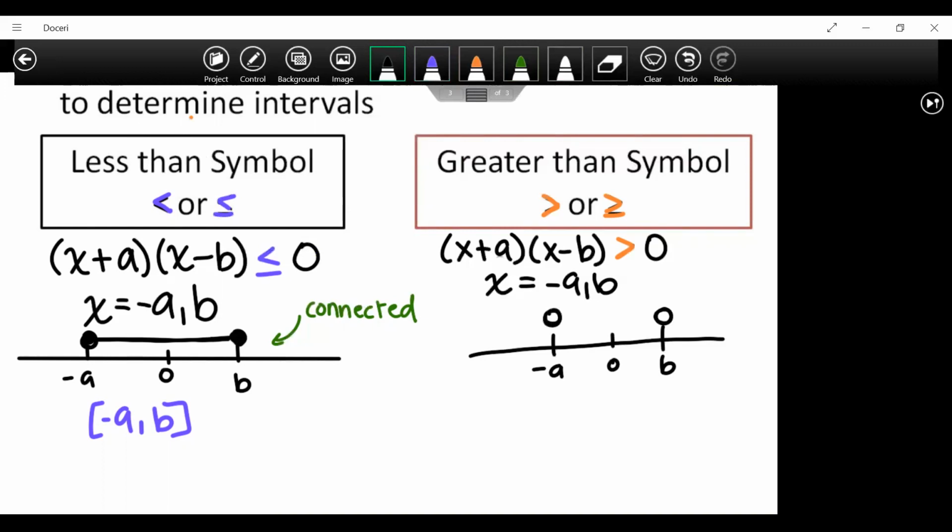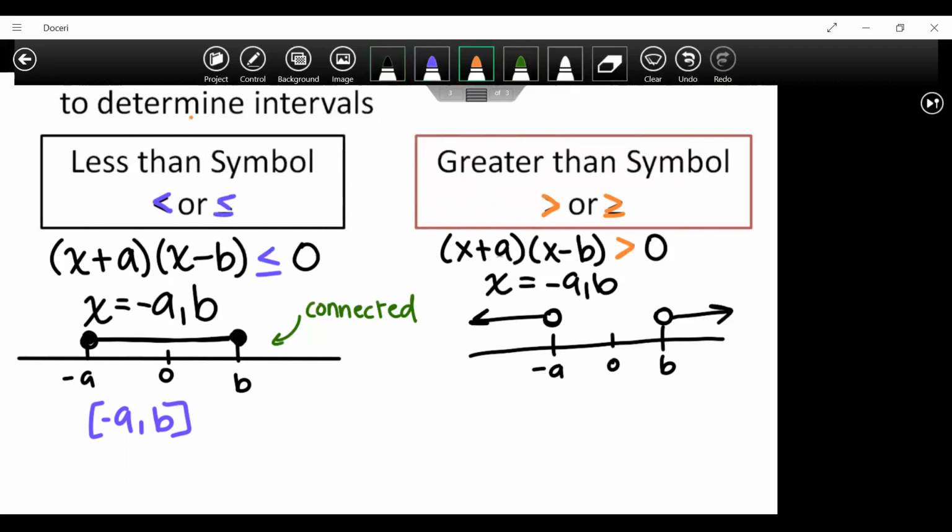This time, because of the greater than symbol, we're actually going to go not connected, but in the opposite direction. Our solution is everywhere but the inside of this. So it's negative infinity to negative A, and B to positive infinity. So that is if we have a greater than or equal to symbol. If it's strictly less than or equal to, it's going to be on the inside. Okay, so the interval looks quite different as well.